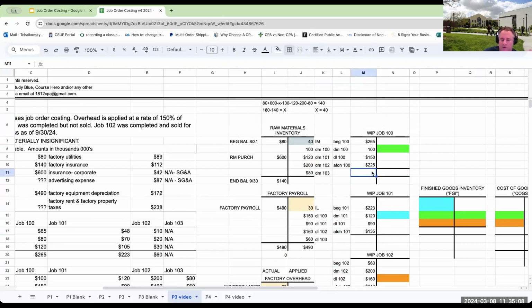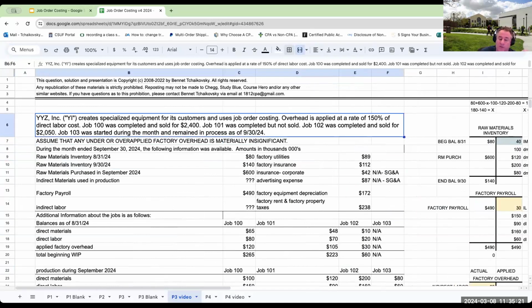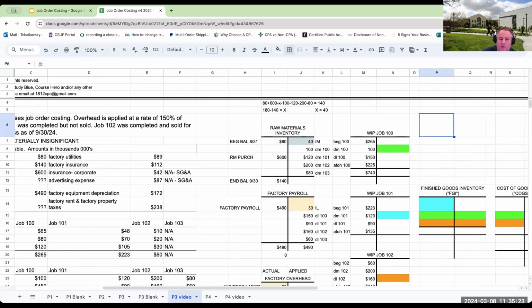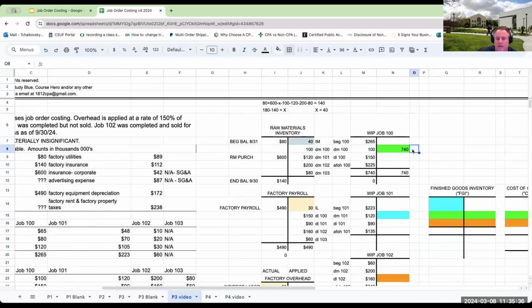So coming over here, my total work in process for job 100 is going to be 740, but it doesn't stay in work in process. Remember, job 100 was completed and sold. So I have to take this amount and have a zero ending balance. And basically, this is going to go to finished goods inventory. And this over here is job 100.